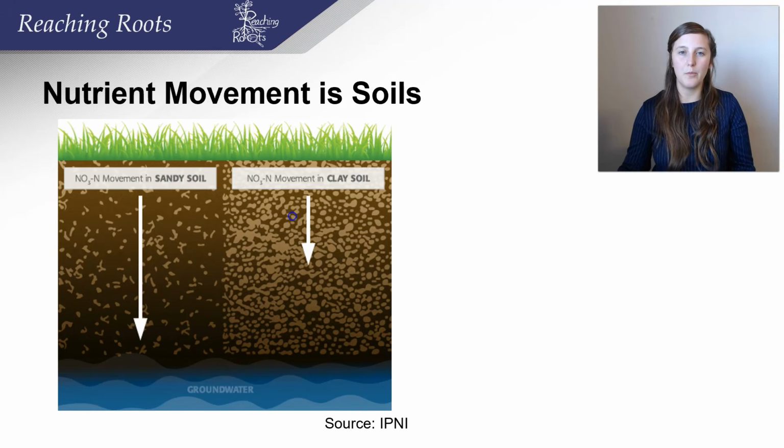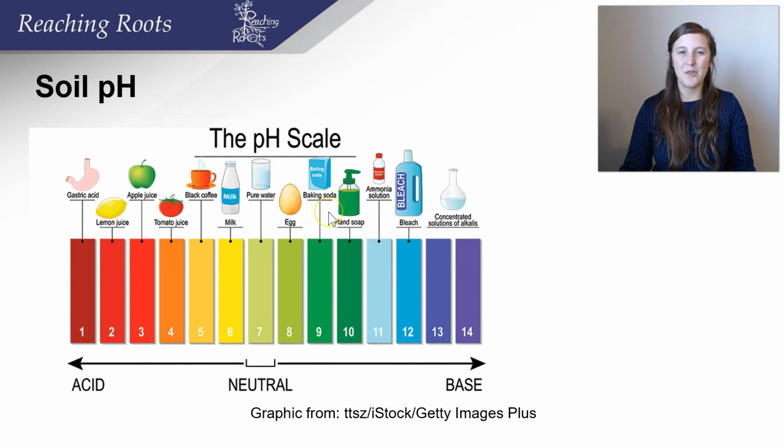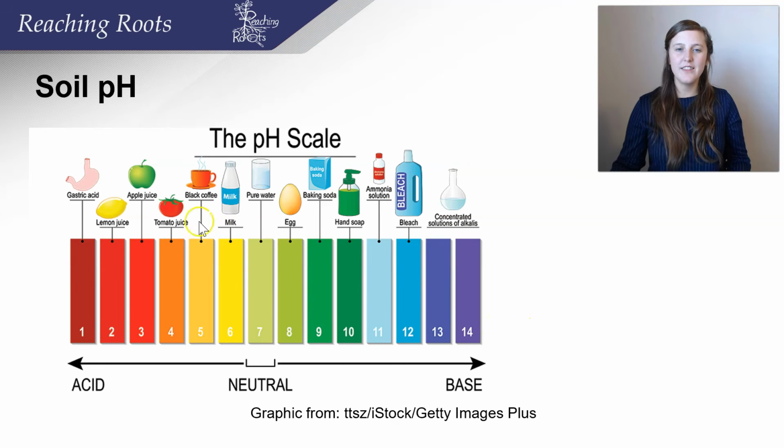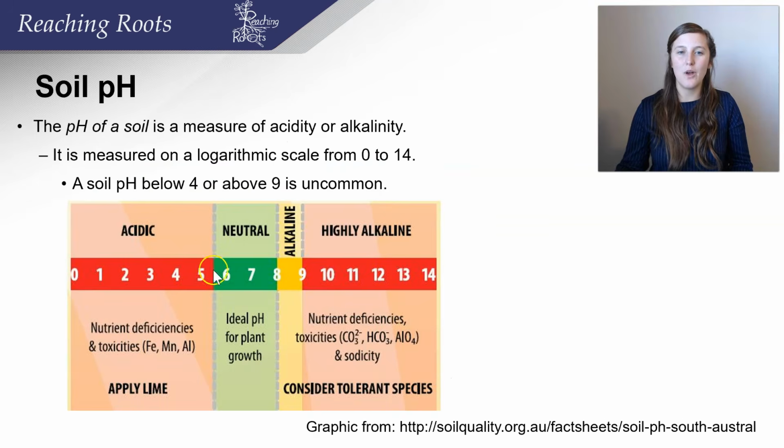Let's talk about soil pH. You're probably familiar with the pH scale. Things that are really acidic, like lemon juice or the acids in your stomach, and things that are more basic, such as bleach or hand soap. Things that are neutral are things like pure water. Plants like to grow somewhere around 6 to 8 pH. This is ideal for plant growth. The pH scale measures how acidic or alkaline things are. It's a measurement on a logarithmic scale from 0 to 14.